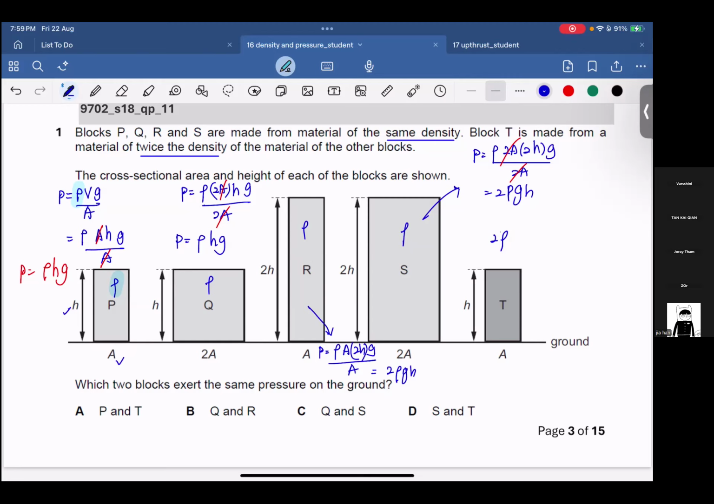The last one has 2 density. P equals double the density of the others, times area times height times g. Divided by area, cancel, cancel. So here it's 2ρhg. I highlight it to let you see this one and this one.